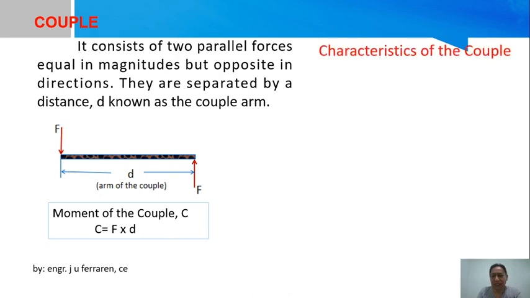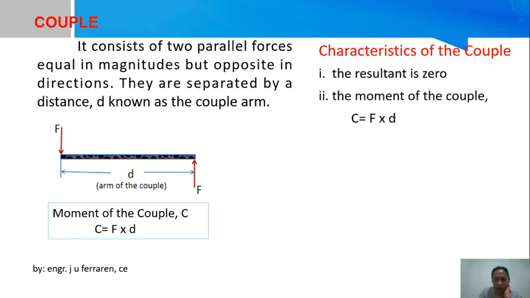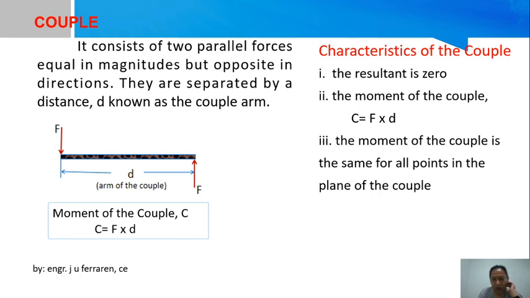Now, we have characteristics of the couple. If we take the summation of forces vertically, because these forces are acting vertically, the resultant must be zero. Because they have opposing sense and the same magnitude, their summation must be equal to zero. Then the moment of the couple, as defined, is a product of F times D. The moment of the couple is the same at all points in the plane.